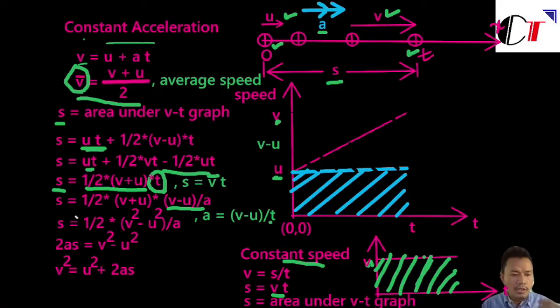Now your total distance is just half times v plus u times v minus u divided by a. And of course v plus u times v minus u is just v squared minus u squared.